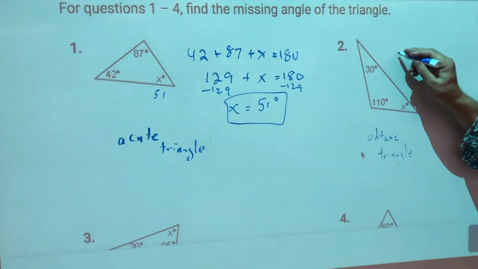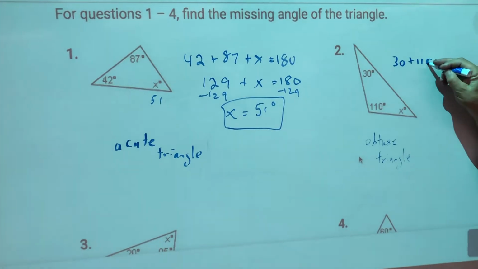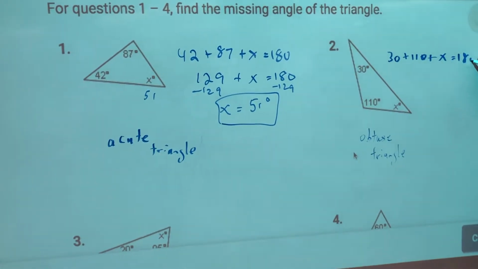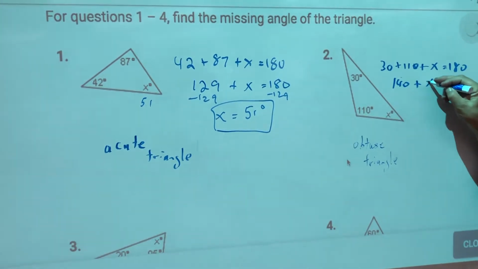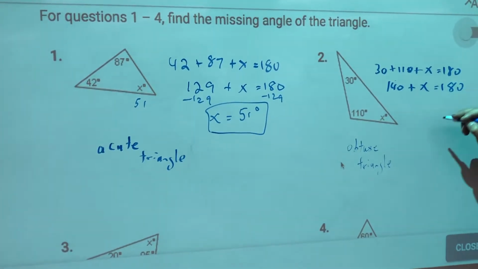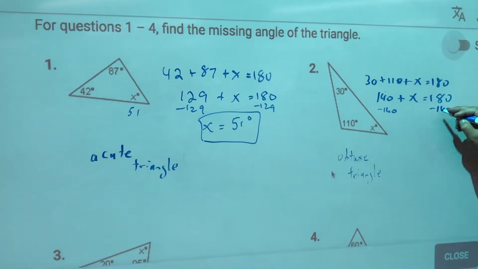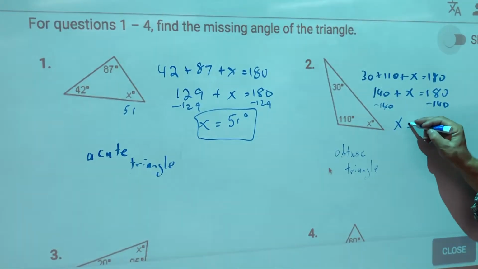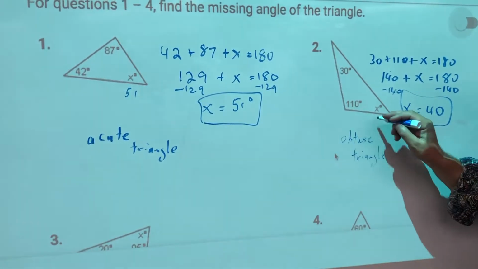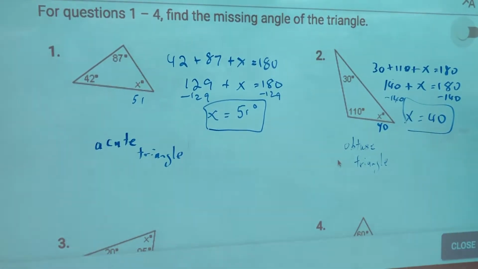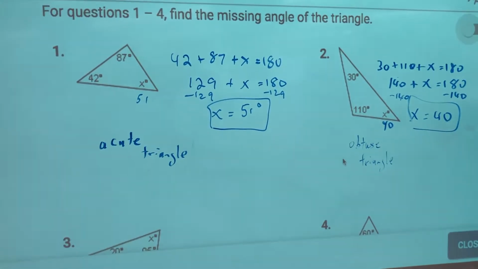So same idea here. We got 30 plus 110 plus x, and it equals 180. So we're going to add, it's 140 plus x equals 180. I really don't mind taking my time here, you notice, and I'm going to do all the steps. We got x equal to 40 degrees. Go back and check it. Don't forget to box it. 40 plus 30 is 70, plus 110 is 180. We're good. That's an obtuse triangle.